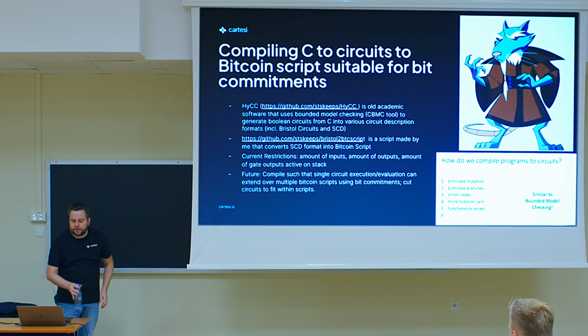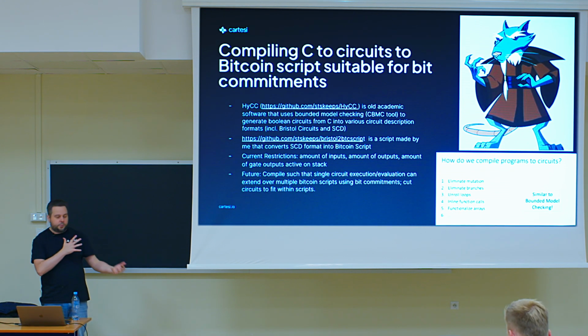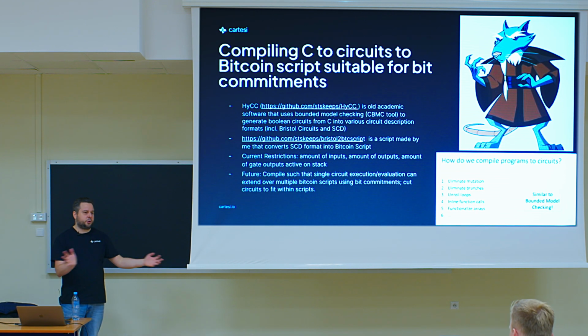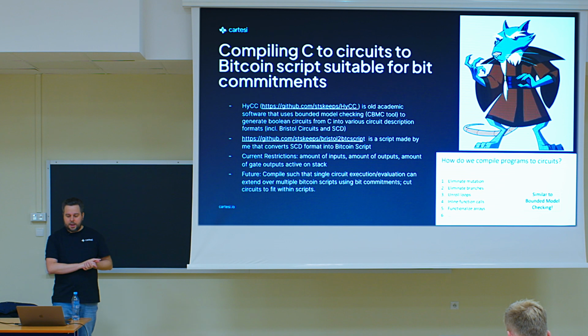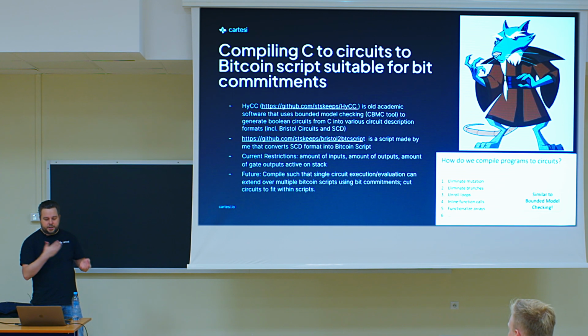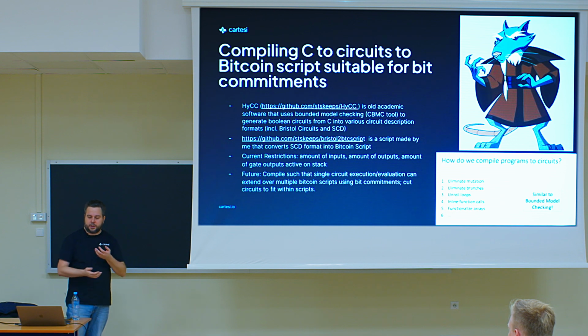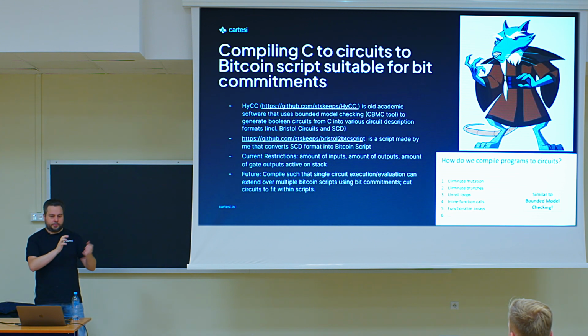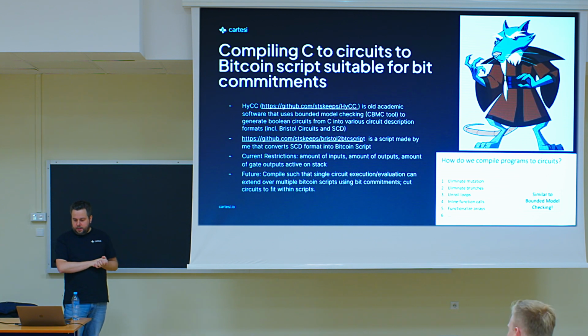So one of the things that I made beyond this was a script that converts one of the output formats, a simple circuit description format or something like that, also by some crazy academics, into Bitcoin script. And right now, of course, there are limits on the inputs, outputs, and amount of gate outputs on the stack, and we can get to a point where we automatically convert the circuit into bigger pieces. I stitch them together with bit commitments, but you know.